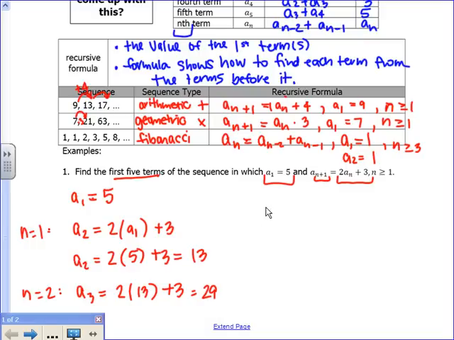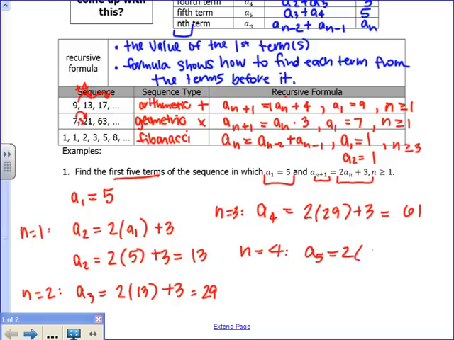Okay? Once you kind of get the hang of these, you don't even have to almost show any work. A sub 4. Well, that's when n is equal to 3. So take my last term, multiply it by 2, add 3 to it. 2 times 29 plus 3 is going to give me 61. When n is 4, which is my a sub 5, take my last term, multiply it by 2, add 3, and that's going to give me 125. And then basically I'm just going to summarize that out. So my first 5 terms were 5, 13, 29, 61, and 125.